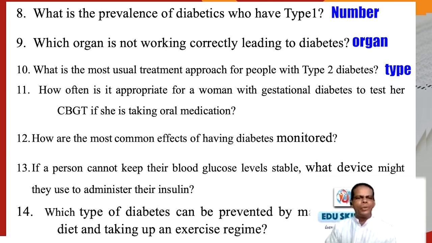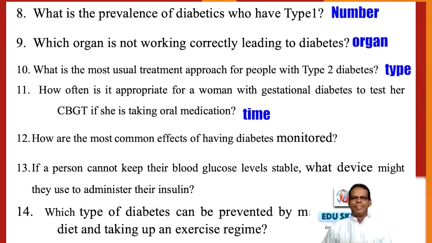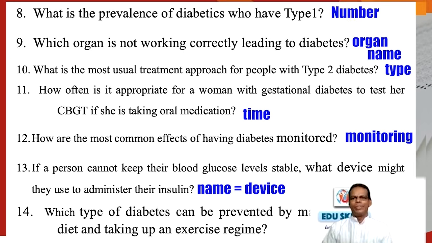Next one. How often is it appropriate for a woman with gestational diabetes to test her CBGT if she is taking oral medication? How often? Time means daily, or once in a week, or once in 3 months, once in 6 months. You know what the nature of the answer is going to be. Then next one. How are the most common effects of having diabetes monitored? Already you know which text: monitoring. You have to find the common effects there.